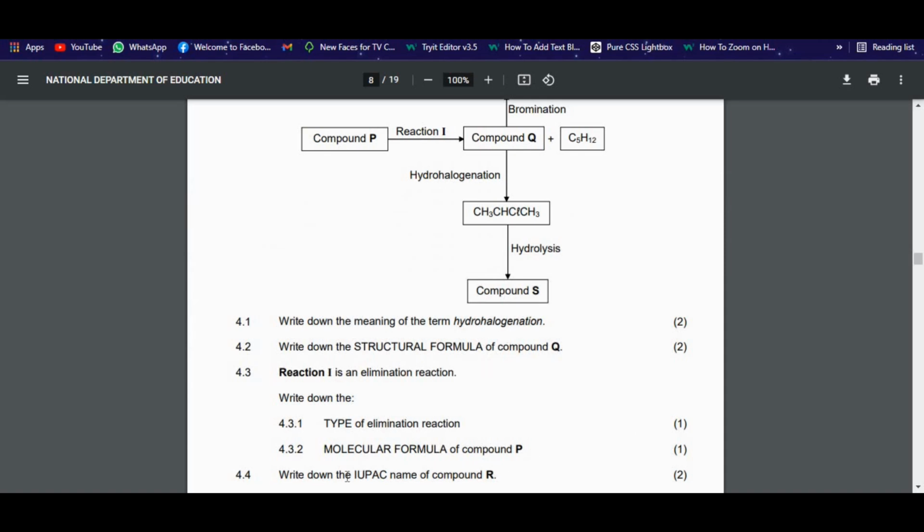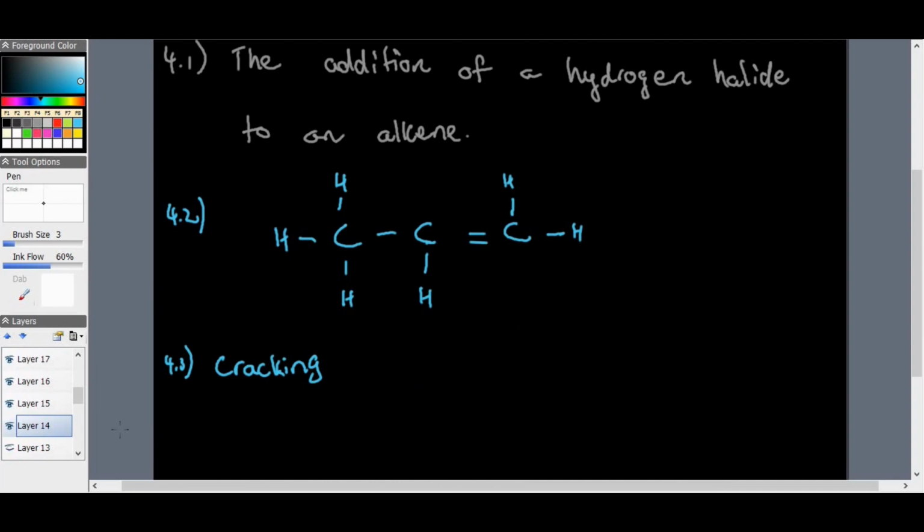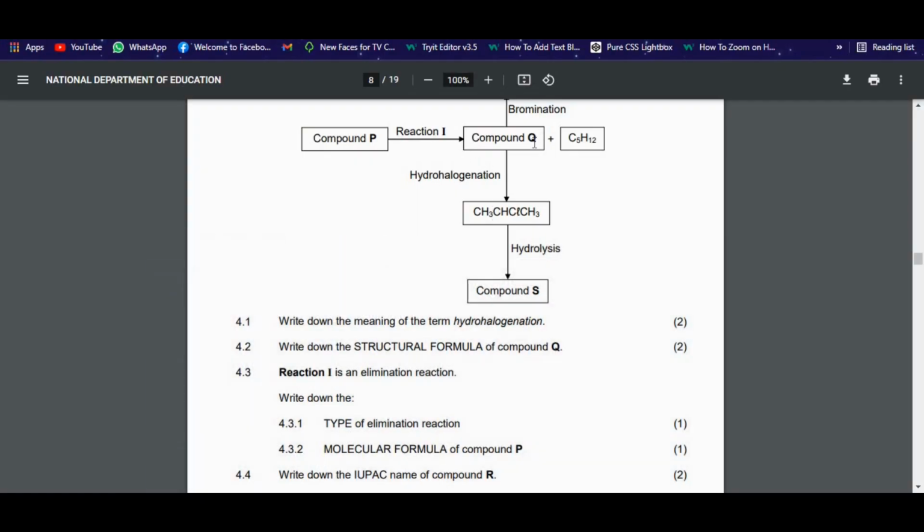4.3.2 asks us for the molecular formula of compound P. Okay, so compound P for 4.3.2 is 1,2-dibromopropane. Okay, it's an elimination reaction to get compound Q, which we obviously deduced from this, going backwards, getting rid of the hydrogen and the chlorine. Get an alkene, and then it also undergoes bromination to get compound R.